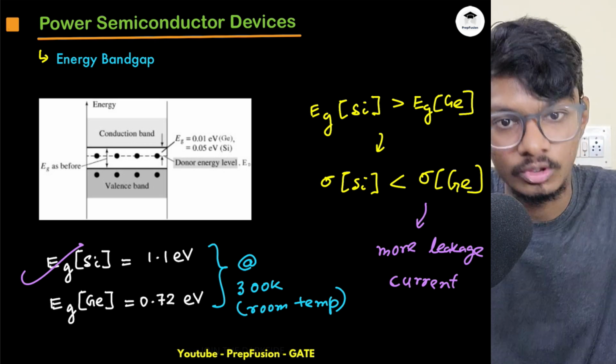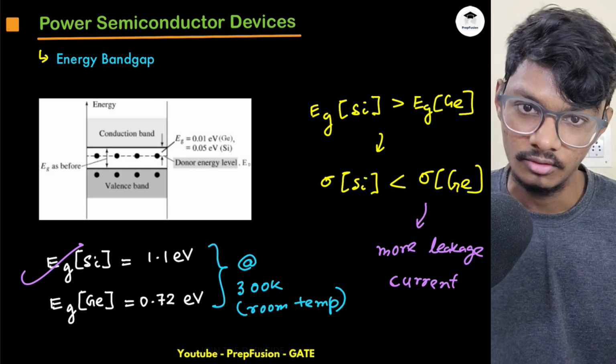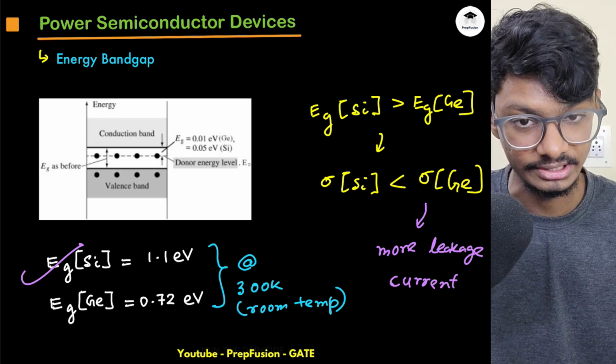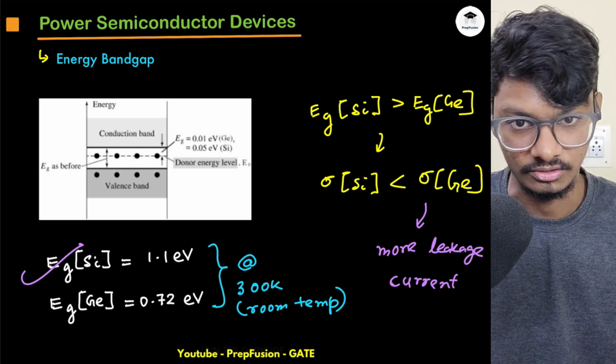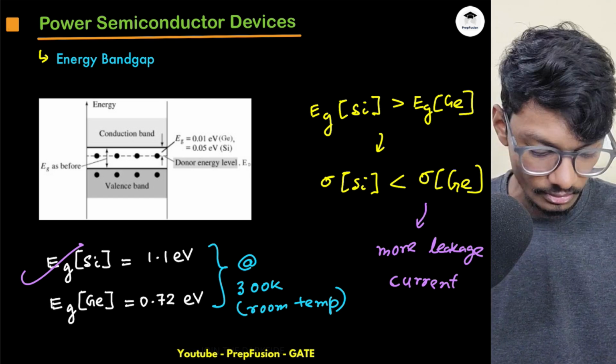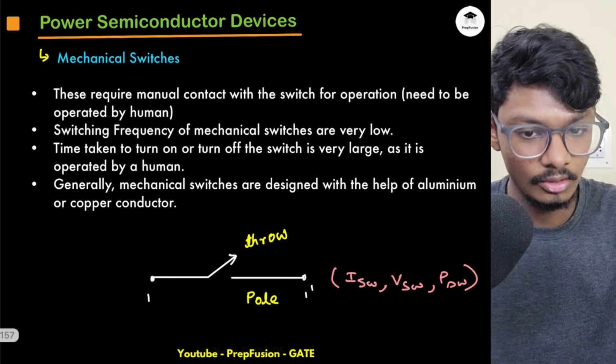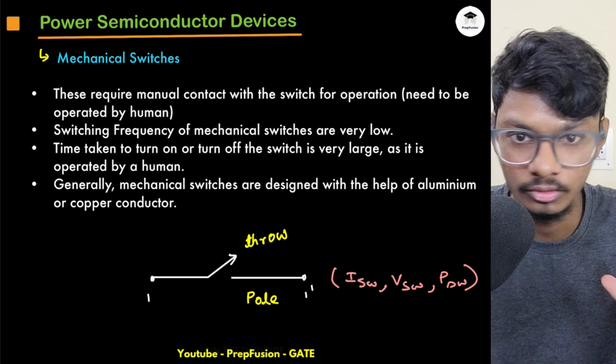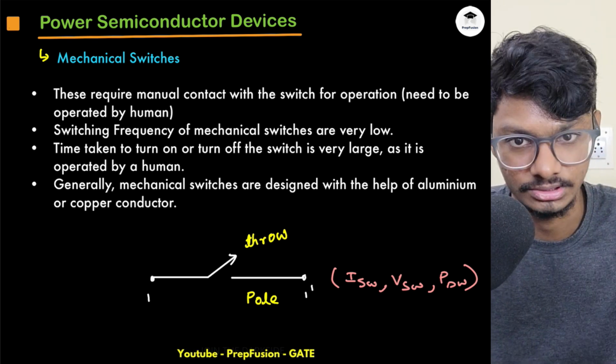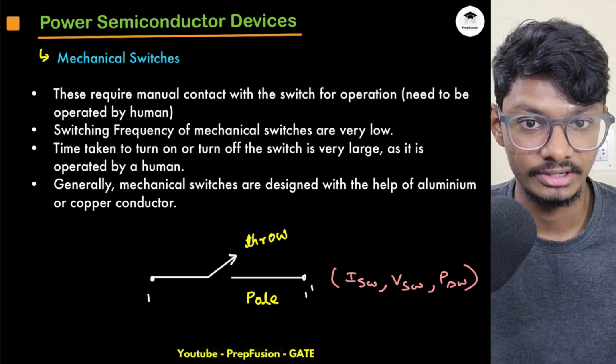But if you want to dive deeper into these things, you can follow the books I mentioned in lecture 0, the introduction of the power electronics roadmap video. Okay, now let's come to switches. We have understood why we use silicon and all those things. Let's understand the different types of switches.